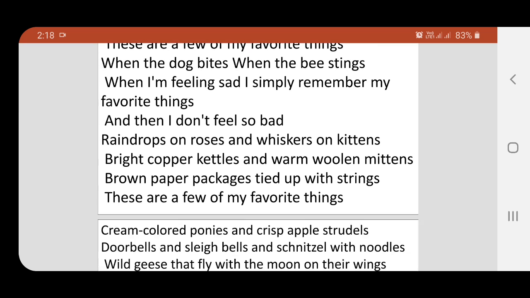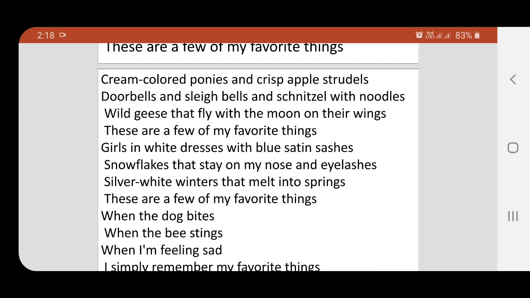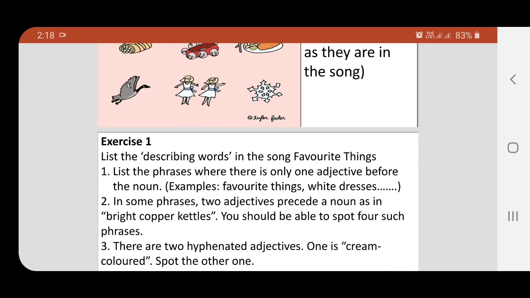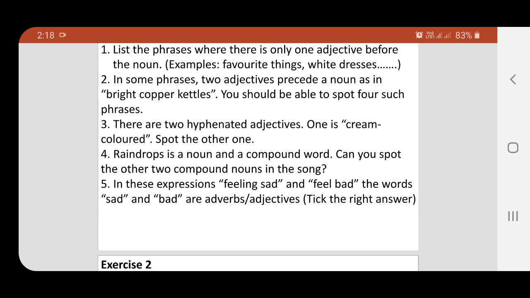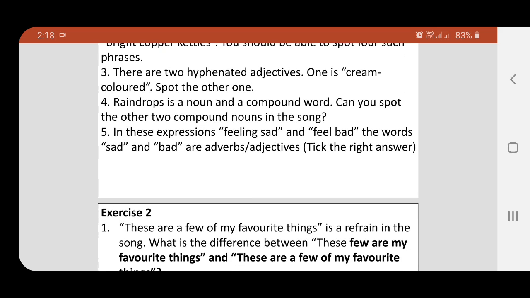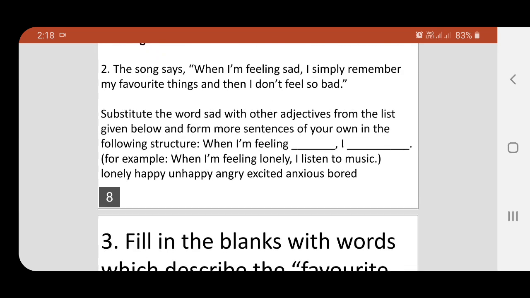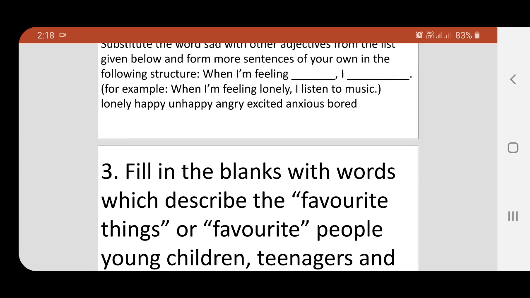Based on the song, we came across a few exercises given in your Communicative English textbook. I hope you have completed the exercises and are keeping them in your classwork notebook. You must produce it for your internal marks at the time of verification.